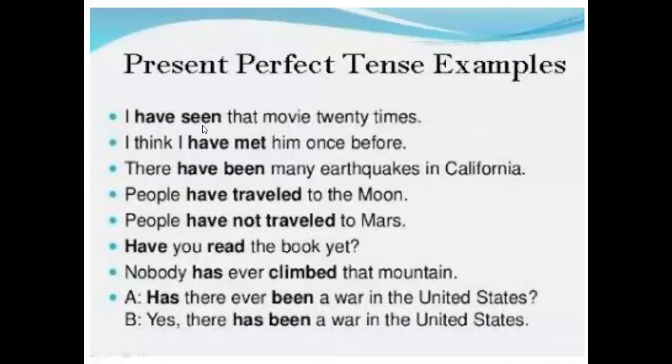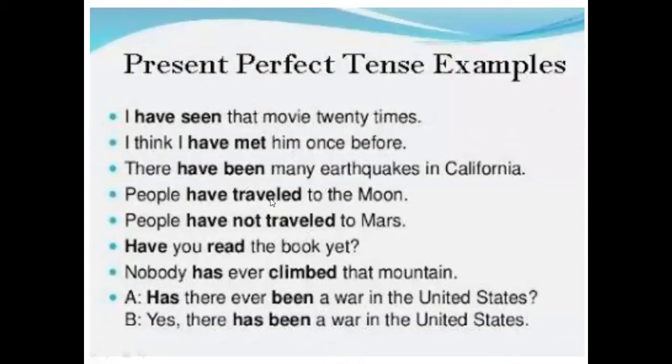So I follow the same structure as I told you a little while ago. I is the subject, have is the helping verb, and seen is the third form of see. Here, I have seen that movie 20 times. Now the second sentence, I think I have met him once before. Third sentence, there have been many earthquakes in California.